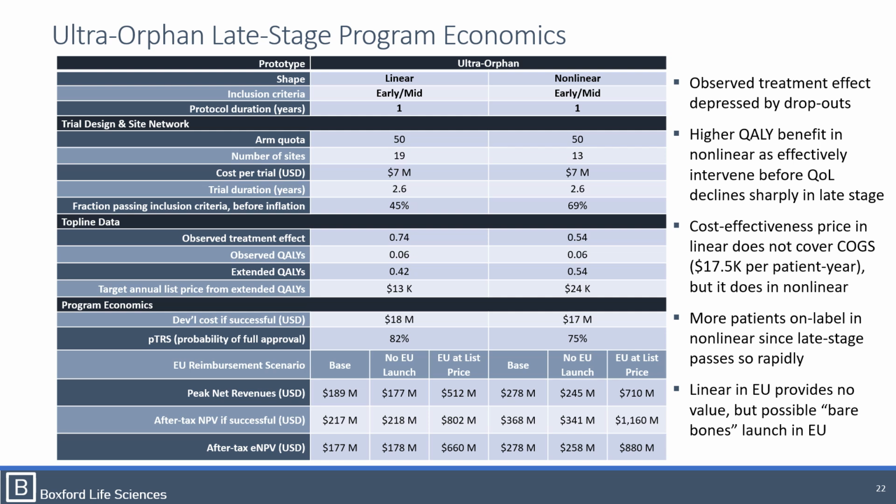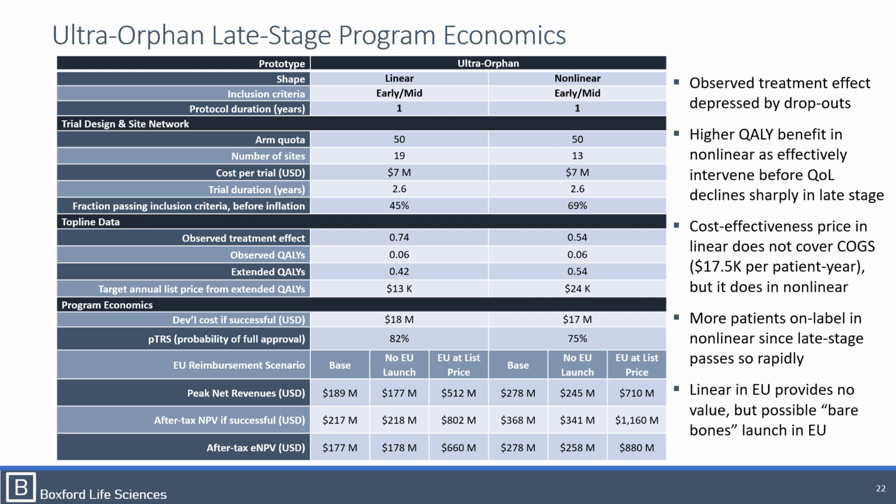Second is that because patients do hang out with higher initial quality of life for a longer period of time, you can initiate therapy before you have a lot of that later irreversible loss of quality of life. And so from a cost effectiveness standpoint, your QALYs go up because you're effectively able to intervene earlier before you get as much reduction, impairment in quality of life from the disease. And as a result, for nonlinear now, the target cost effectiveness price is actually higher than COGS, still not incredibly high, but it's economically favorable to launch in the EU.